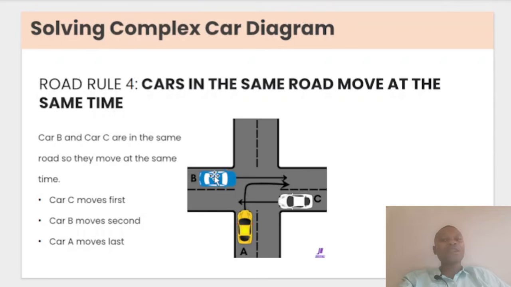You see it? Even if car B was standing right here, it can still take advantage of the movement of this car.